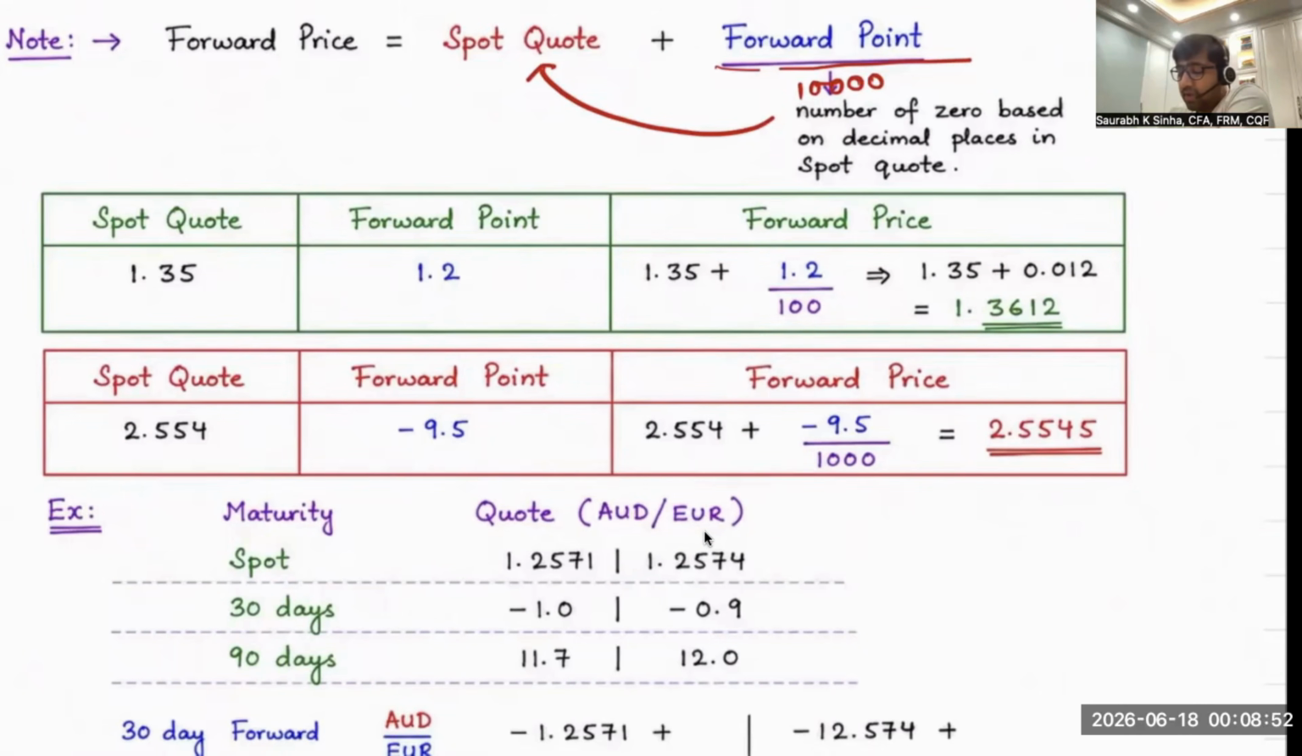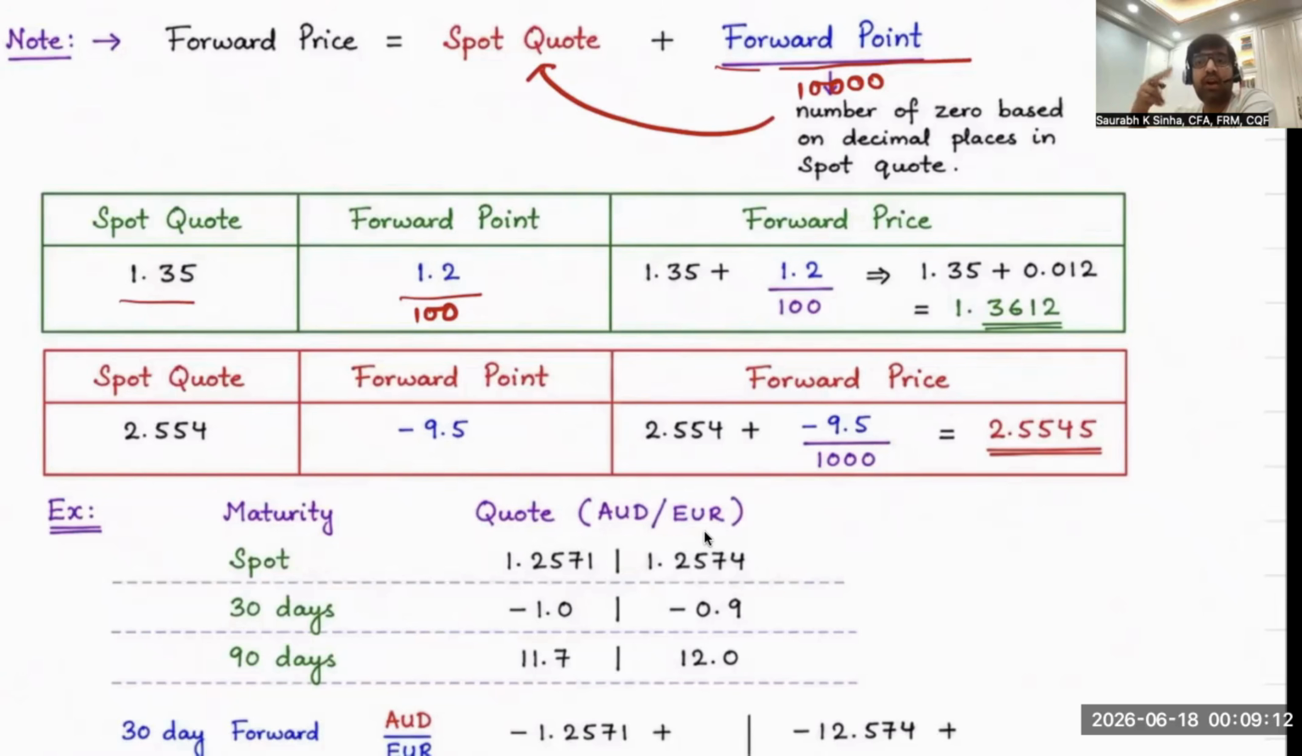The spot quote is given as 1.35. The forward point is given as 1.2. You cannot simply add 1.35 plus 1.2. You first need to analyze how many decimal places we have there. There are 2 decimal places. So what you have to do is divide the forward point by 100.